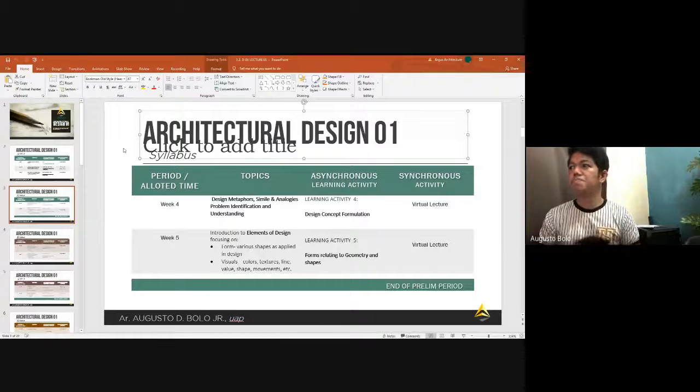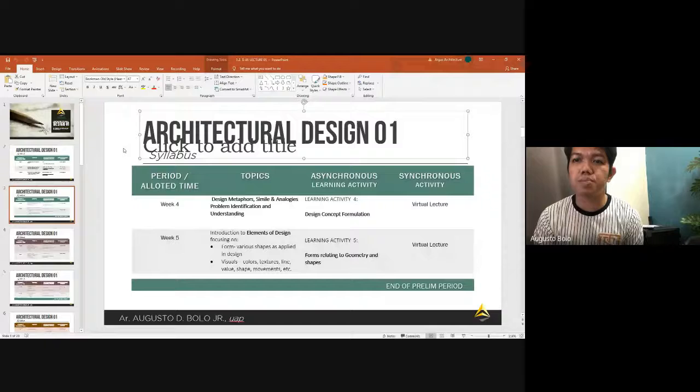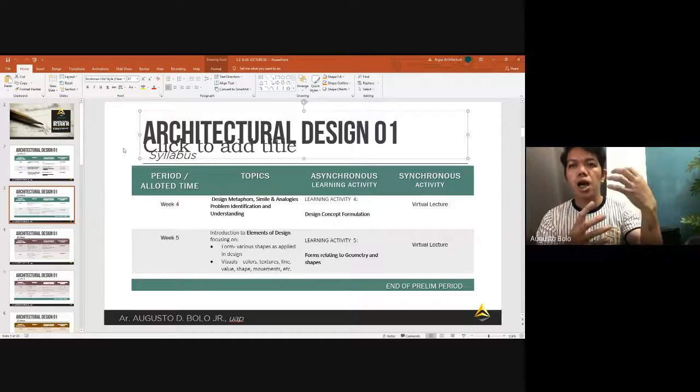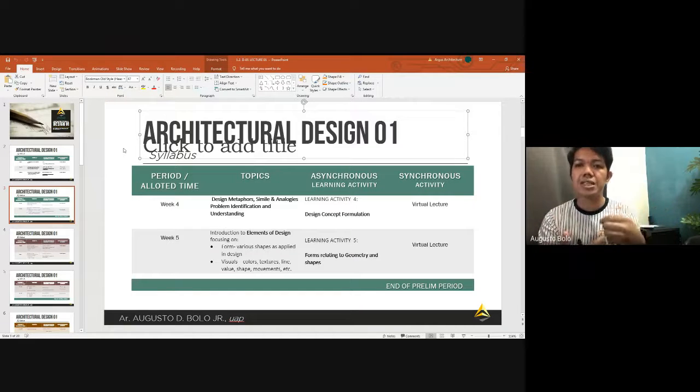Okay. And any other structures, they have a design concept. So anything that is constructed in the real world has to start with a design concept. We will study how to make a concept.